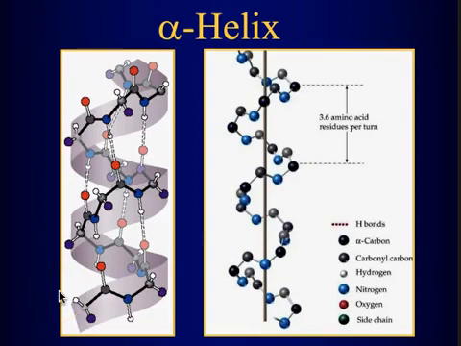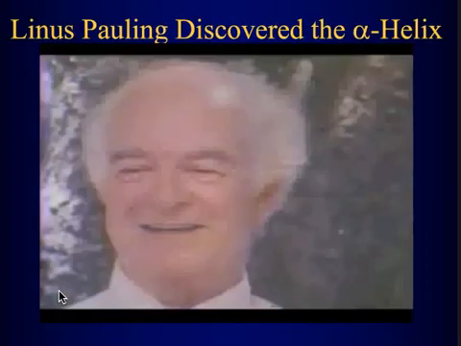Now this wasn't a very easy structure to figure out. There was a lot of discussion about what these alpha helixes could look like, or what the structure could look like. Then one day Linus Pauling figured out how these proteins folded. So I'm going to let Linus Pauling tell you about how he discovered the alpha helix.